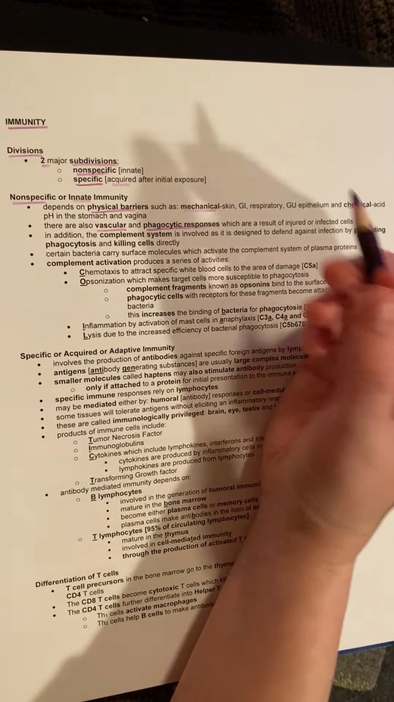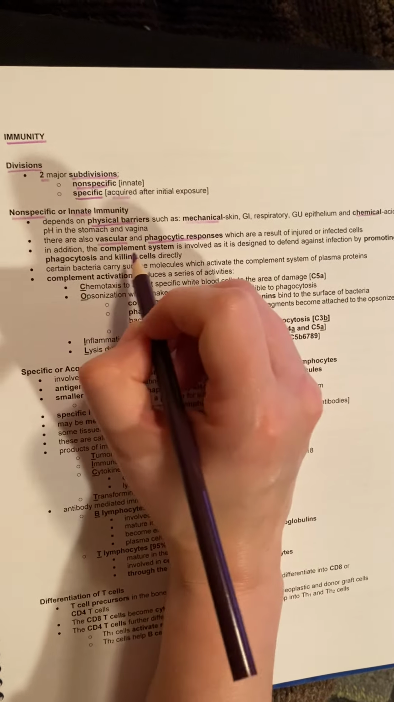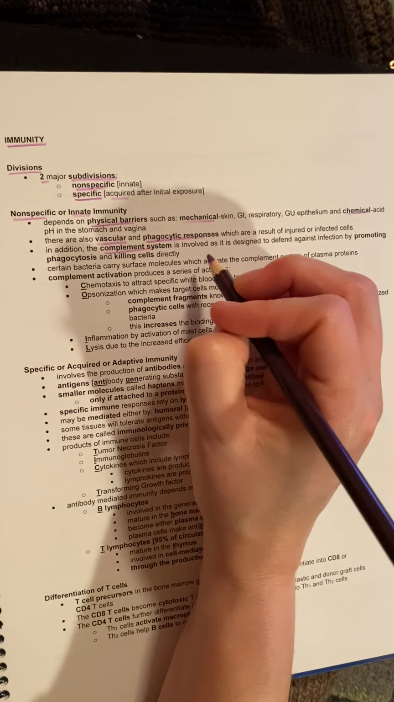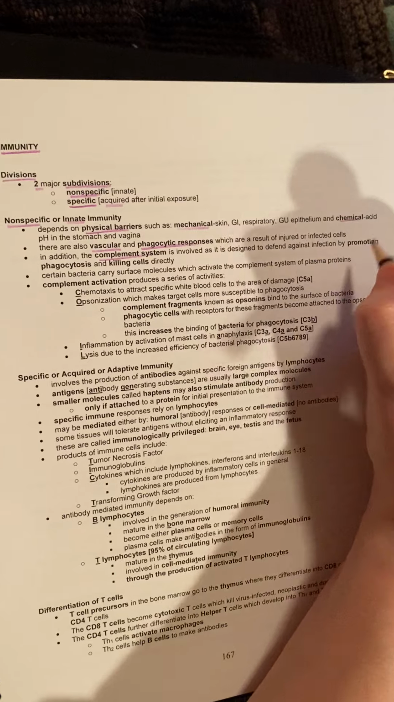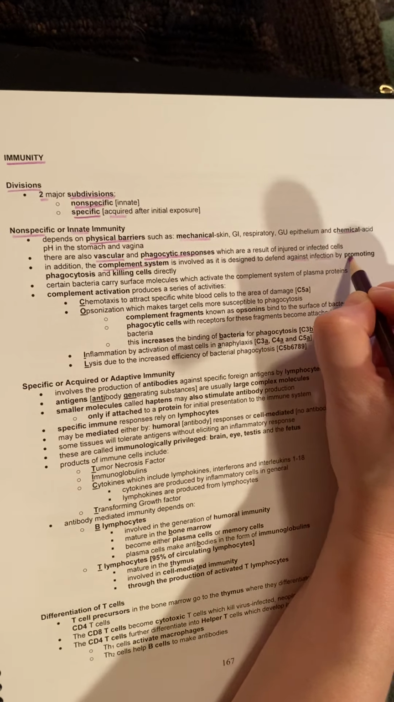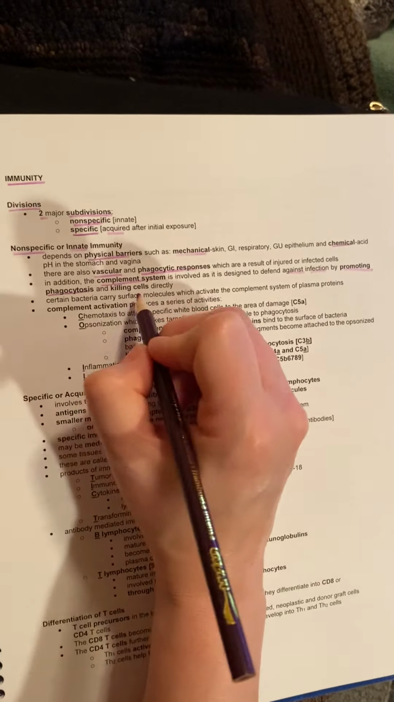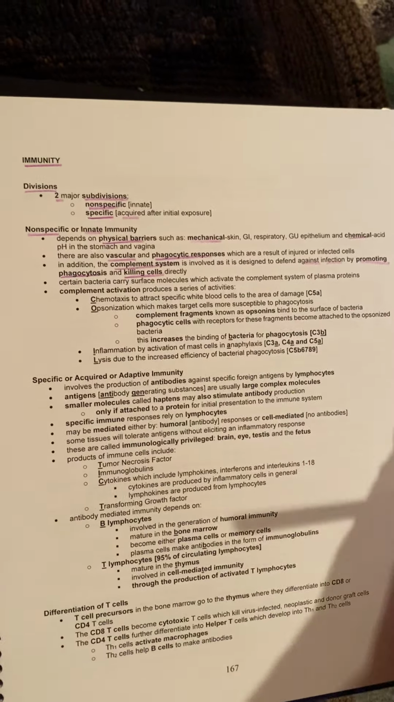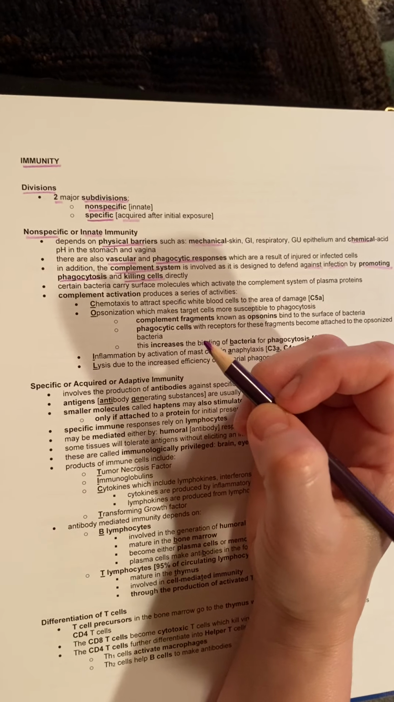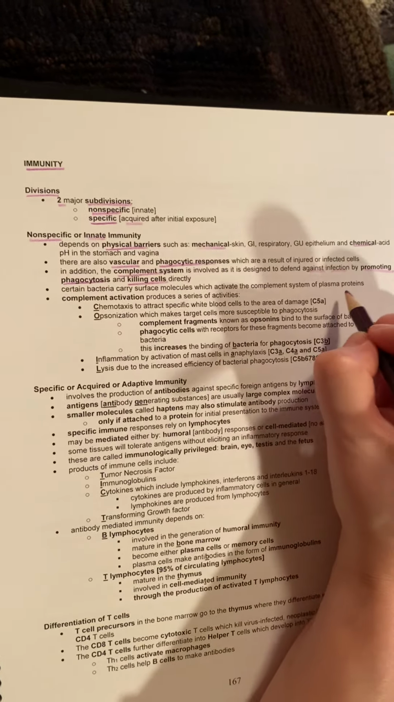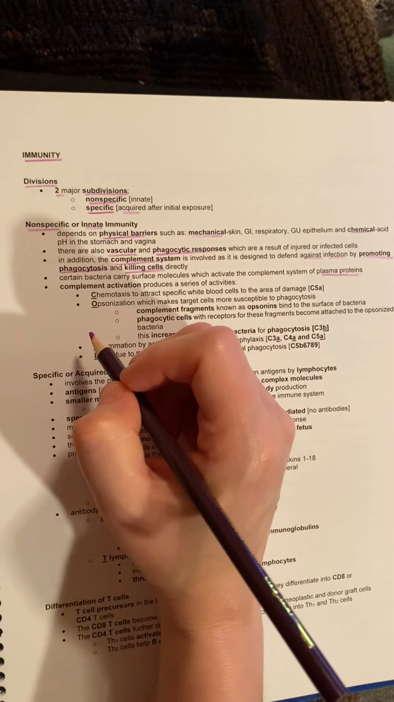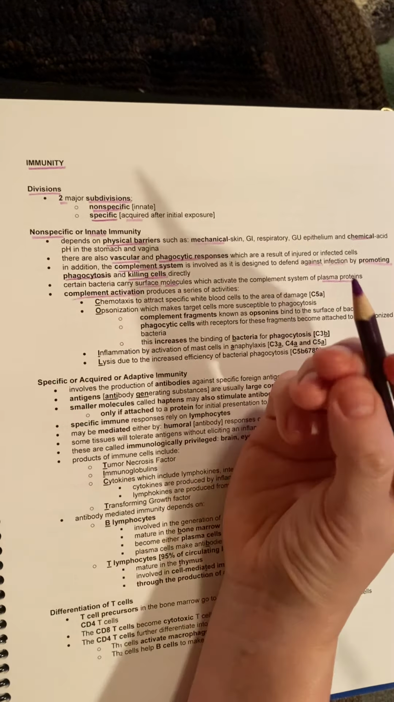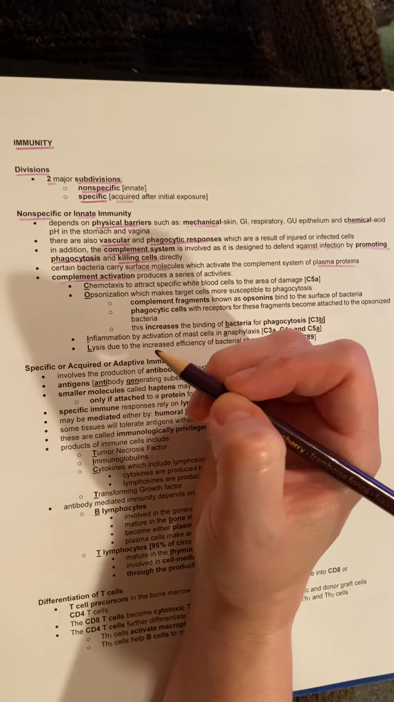Is that in focus? There we go. In addition, the complement system is involved. It's designed to defend against infection by promoting phagocytosis and killing the cells directly. Certain bacteria carry surface molecules which activate the complement system of plasma proteins. Complement activation produces a series of activities.